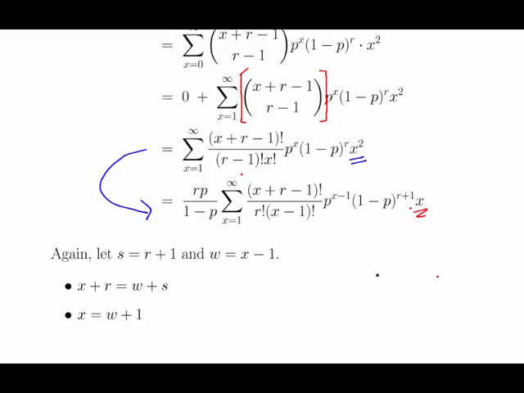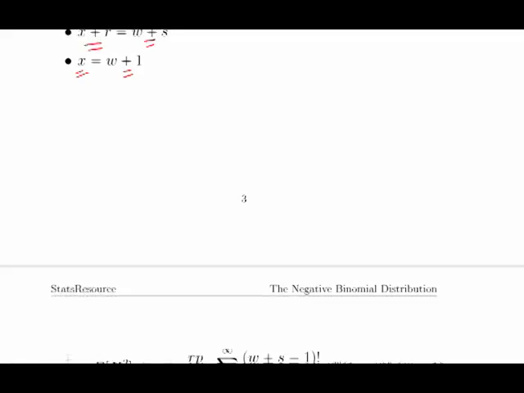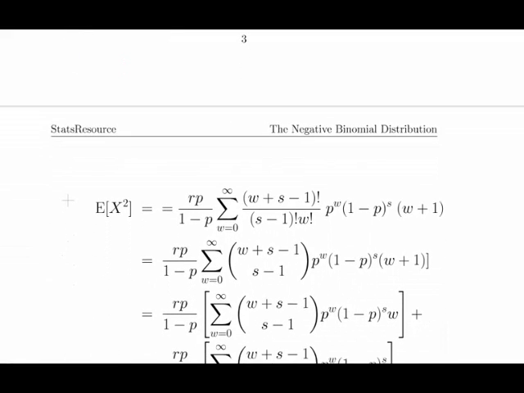Okay, so we're going to do a very similar trick to what we did when we computed the expected value of x. We're going to let s equals r plus 1 and w equals x minus 1. And just as a remark, that means x plus r becomes w plus s, and x equals w plus 1. Okay, so using that transformation, this is what we get, reusing those values there. Just as a remark, x becomes w plus 1.